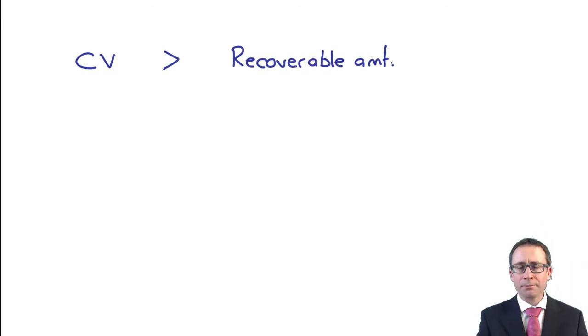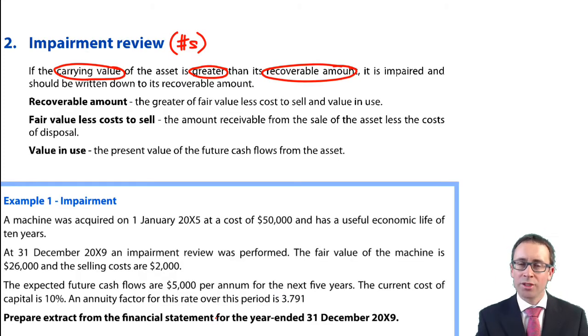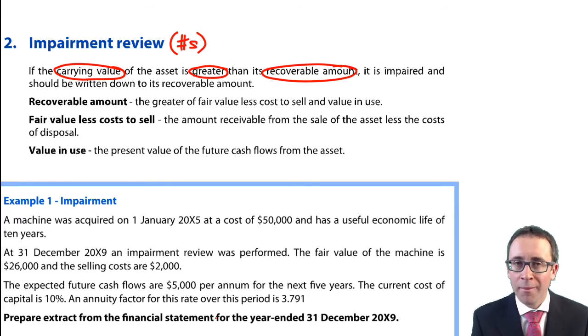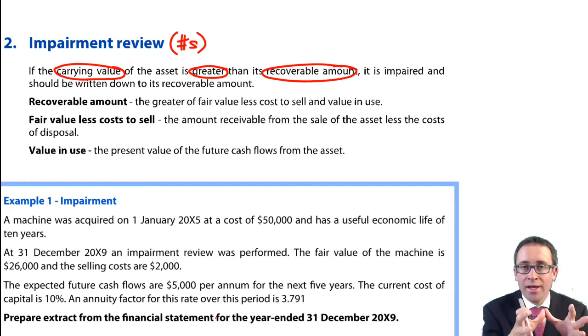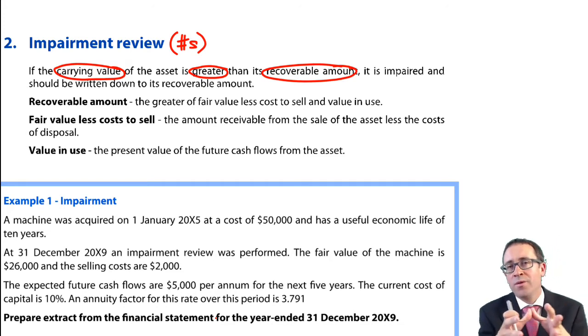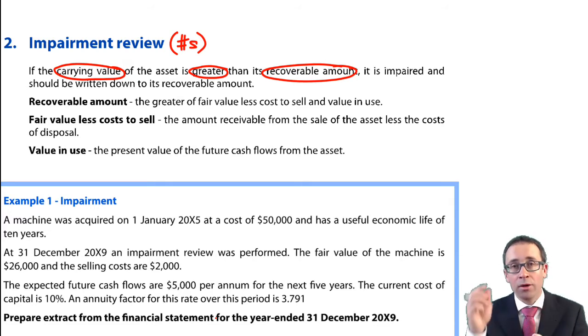Okay. I hear you asking the question. Do not panic. Do not stress. What is the recoverable amount? I can hear you shouting at me down the computer. The recoverable amount, essentially, think of it as the best alternative way of dealing with the asset. The carrying value is the value of the asset currently, isn't it? But what you then do with the asset in the future, there's two things that you could do, isn't there? You could sell the asset, or you could carry on using it.